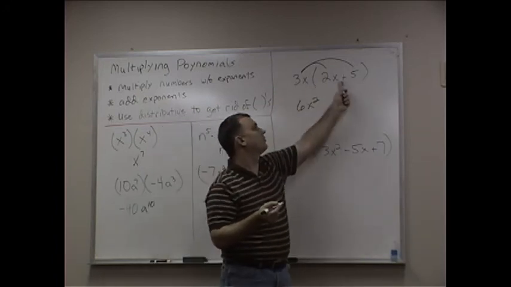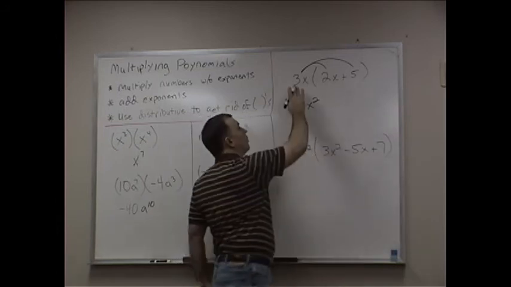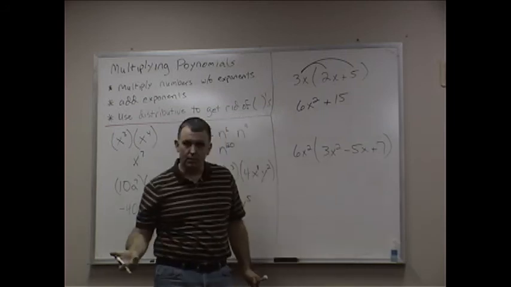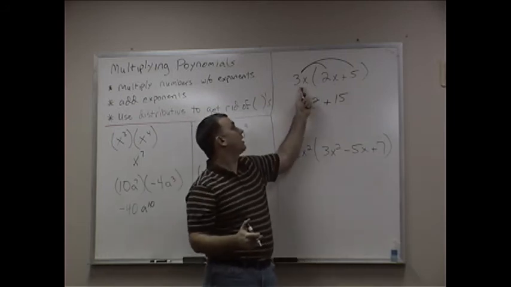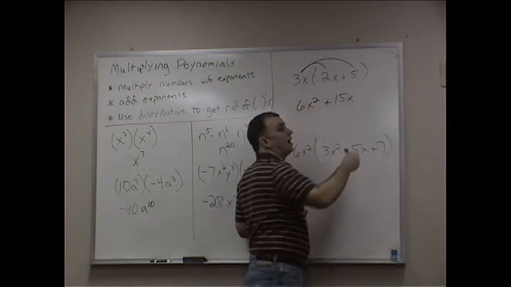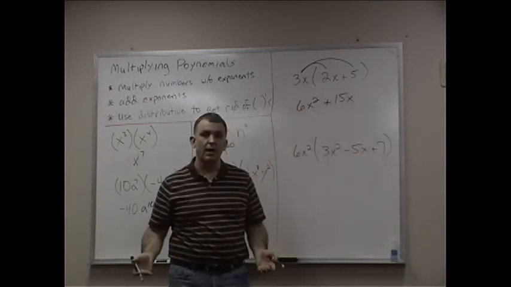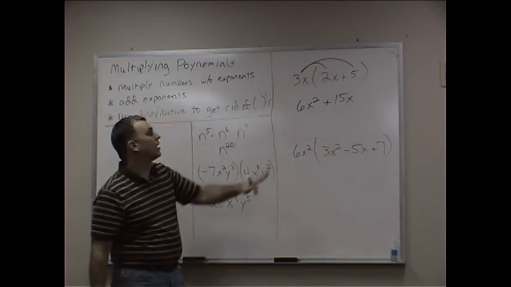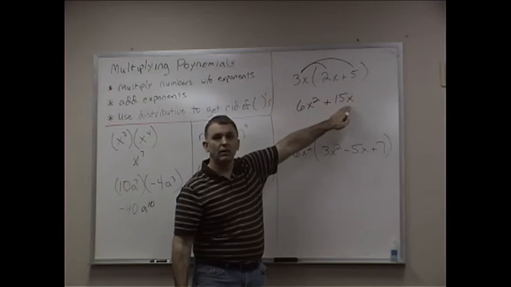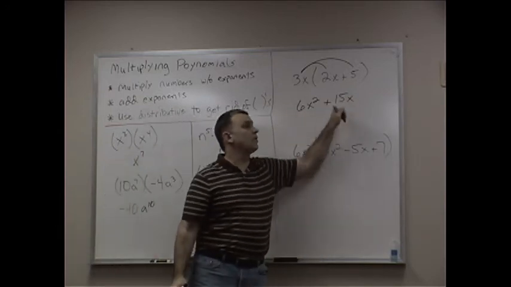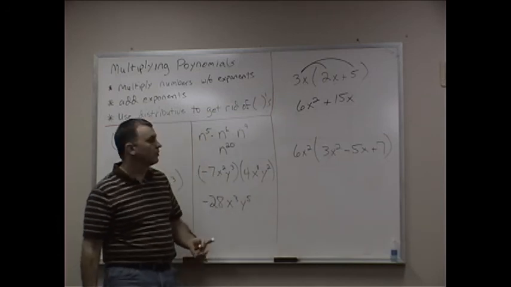And then 3x times 5. Well, 3 times 5 is 15. Now that's a positive 15, so I write a plus. And I have an x, but I don't have anything to do with that. Well, then the x just follows. Because there's nothing to multiply the x by, it's going to stay the same. And there you have it. Can I put together 6x to the second and 15x? No, don't do it. x to the second is different than x. They are not like terms.